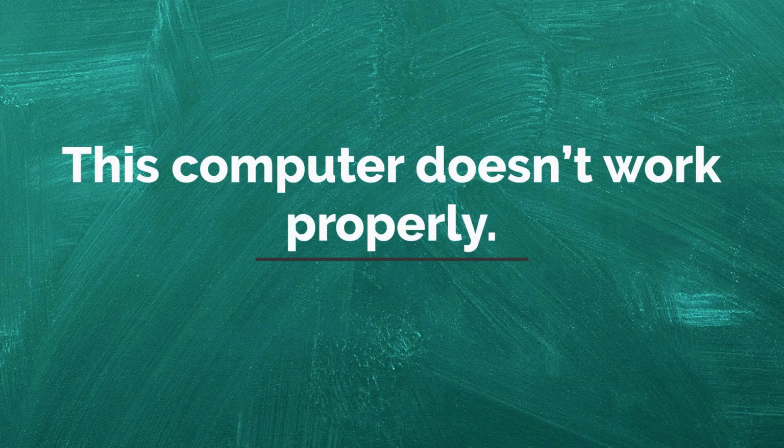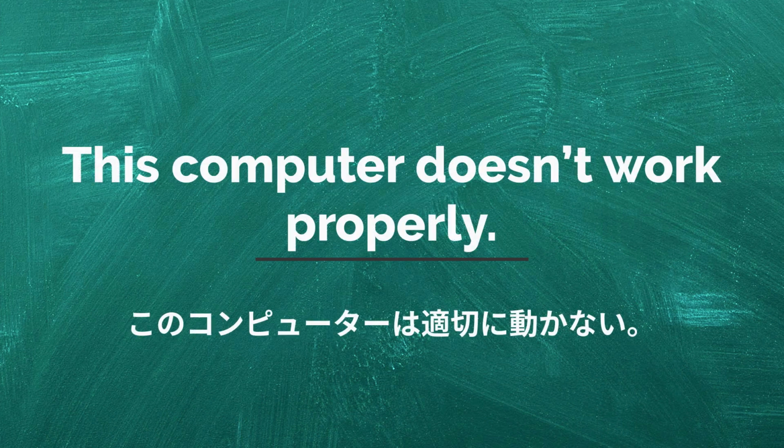S work. S が機能する。 S work. This computer doesn't work properly. このコンピューターは適切に動かない。 This computer doesn't work properly.